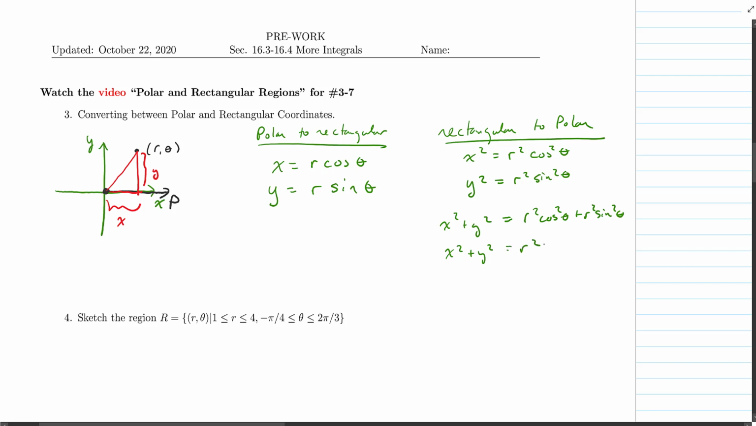Okay. Finally, if I were to take these two equations and divide the second equation by the first, I would end up with y over x, and on the right hand side I would have r sine theta over r cos theta. That gives us the second conversion, that the ratio of y over x is equal to the tangent of theta. So if we know our x and y, we can solve for r this way, and we can solve for theta by using the inverse tangent function.